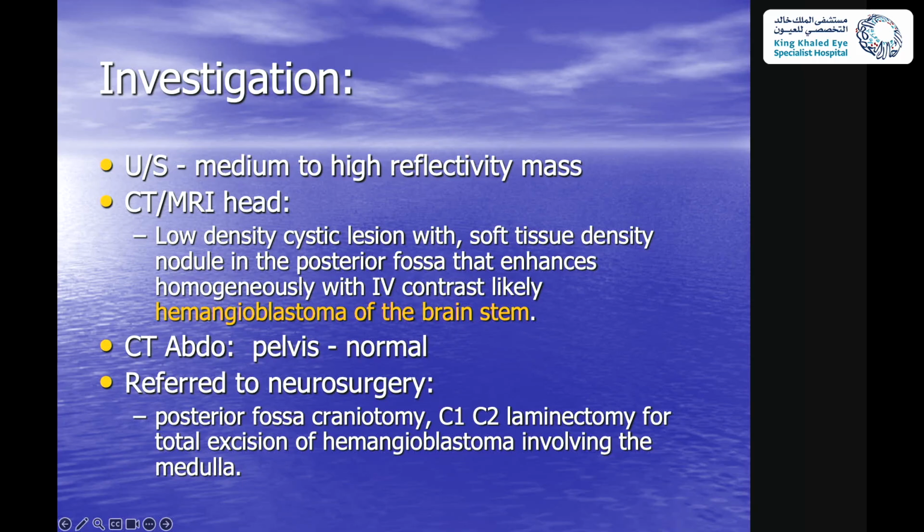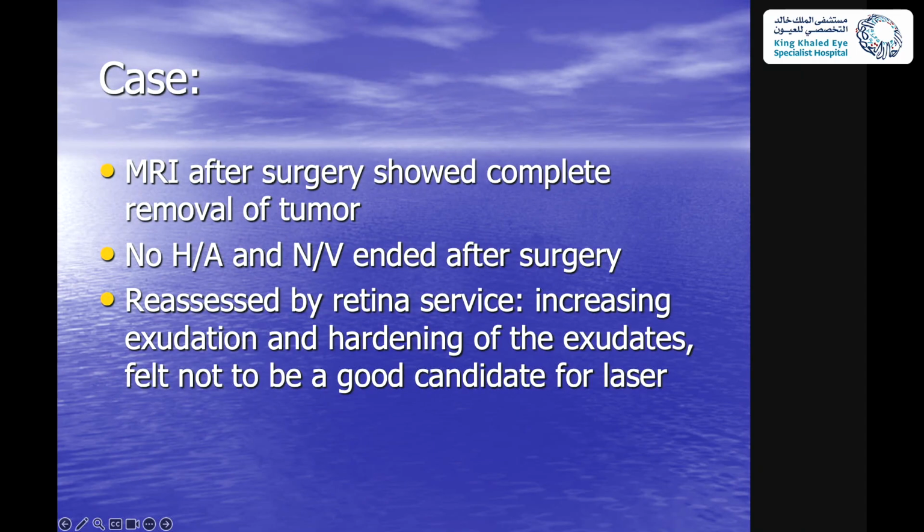So she was referred to neurosurgery, and they went ahead to do a posterior fossa craniotomy and C1 and C2 laminectomy for a complete resection of the hemangioma that was involving the medulla. So the post-op repeat MRI showed a complete removal of the tumor, and her neurological symptoms of headache and nausea and vomiting basically stopped after the surgery.